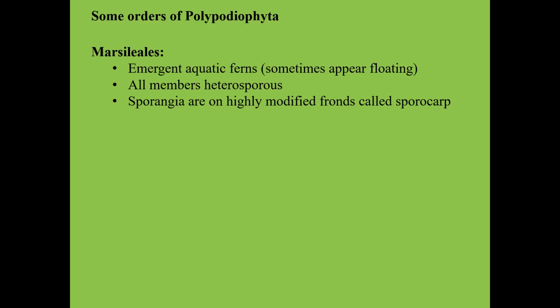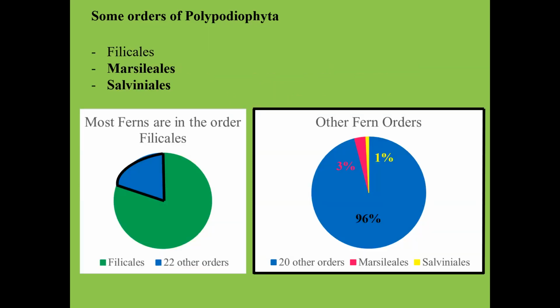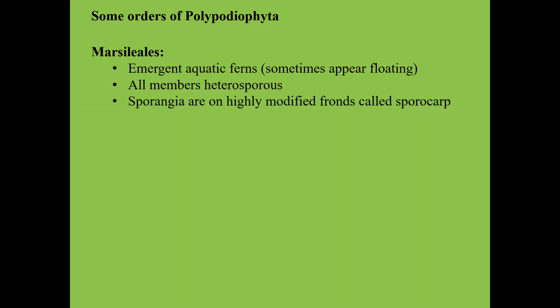Both Marsileales and Salviniales are aquatic ferns. So for Marsileales, they are emergent aquatic ferns. This is a word we covered during the horsetails. Remember, emergent, covered that term in the horsetails. It means the plants grow in water, but a lot of times stick out above the water. Sometimes if the water gets high, they might appear to be floating plants, but they're attached to the bottom.